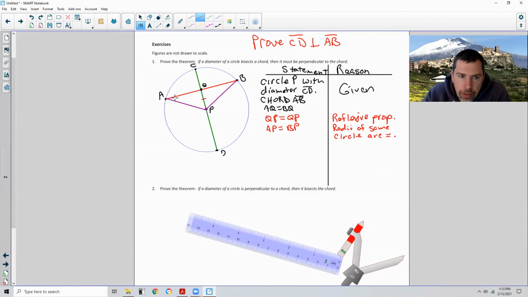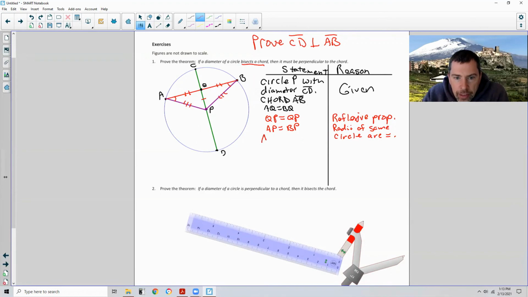Okay, so now I know this angle here is equal to this angle here. And we were already told that AQ equals BQ right here. And we just said that AP equals BP because they're both radii. So let's recap this. AQ equals BQ. That was given because it was bisecting the chord. QP is congruent to itself by the reflexive property. AP is congruent to BP because they're both radii of the circle.